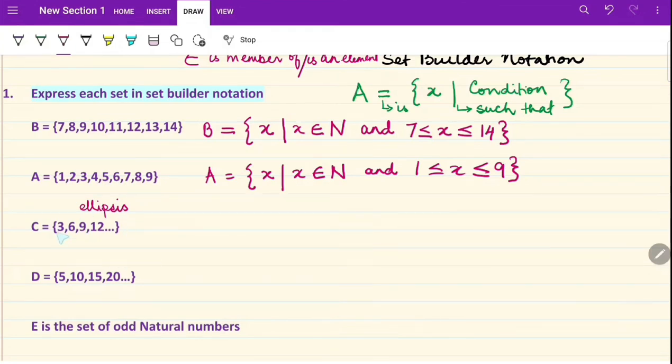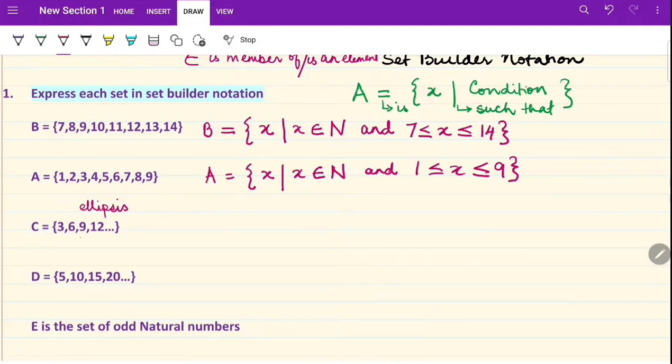So 3, 6, 9, 12, these are again natural numbers as we see. However, there's one more pattern that we must identify. We see that each of these numbers are multiples of 3. So 3 times 1 is 3, 3 times 2 is 6, 3 times 3 is 9, then 3 times 4 is 12. So they are increasing in multiples of 3.